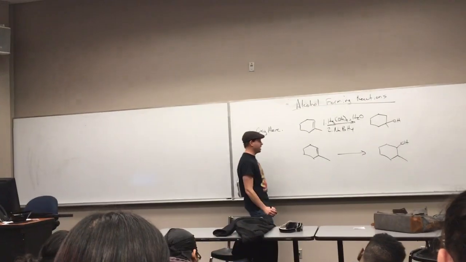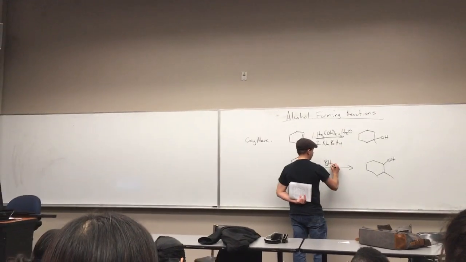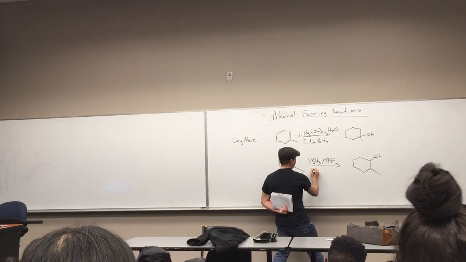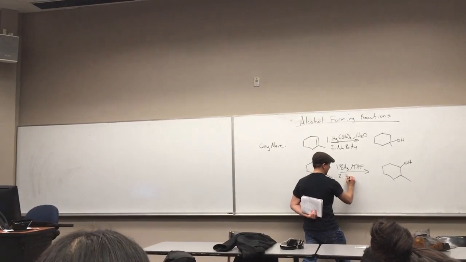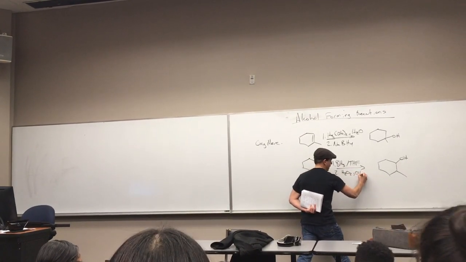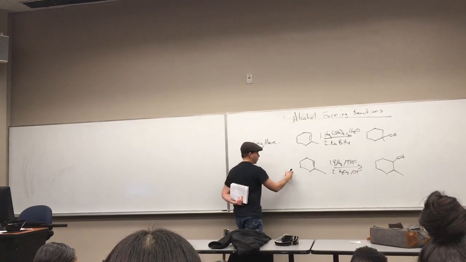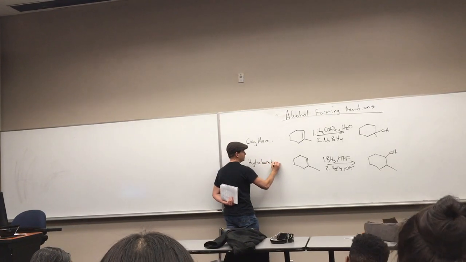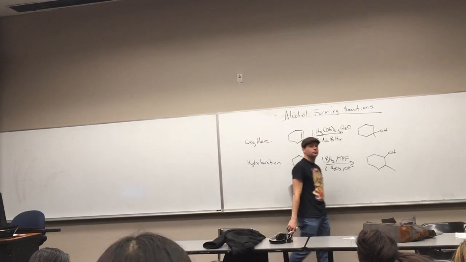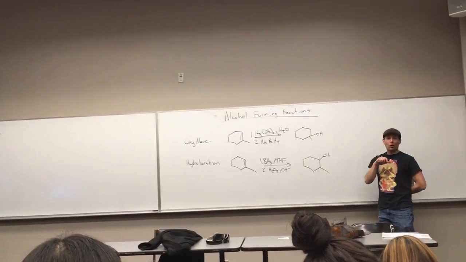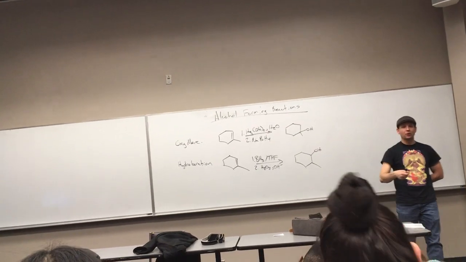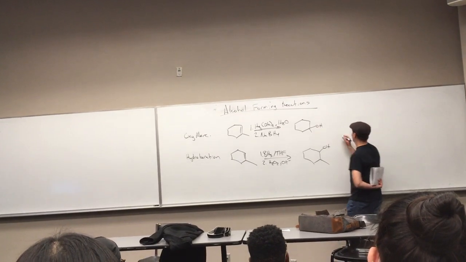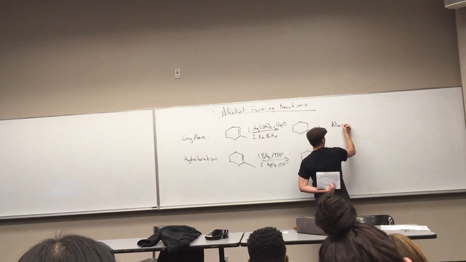Okay, BH3 and THF is step 1. Step 2 is hydrogen peroxide in base, H2O2 and OH minus. This is referred to as hydroboration. This alcohol has a regiochemical descriptor. What is that regiochemical descriptor? Markovnikov. Yes, this is a Markovnikov alcohol.